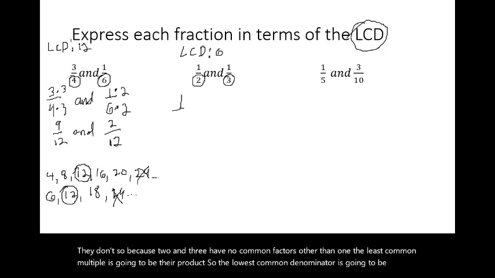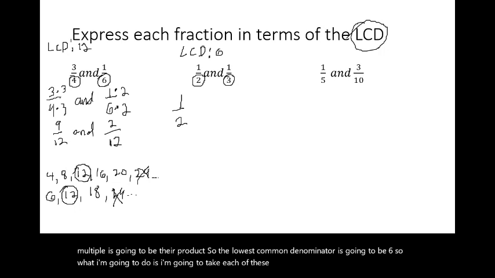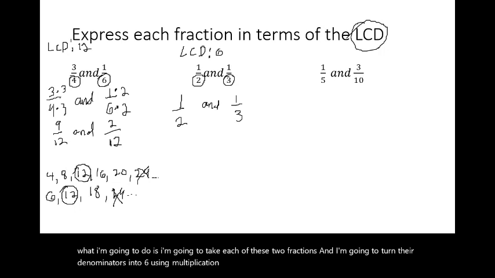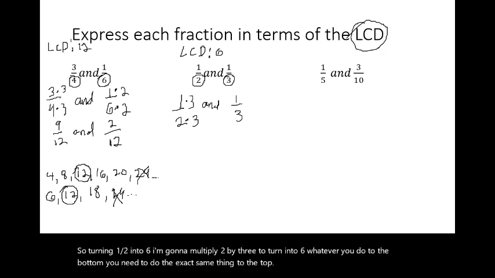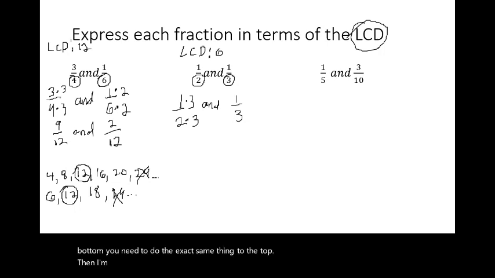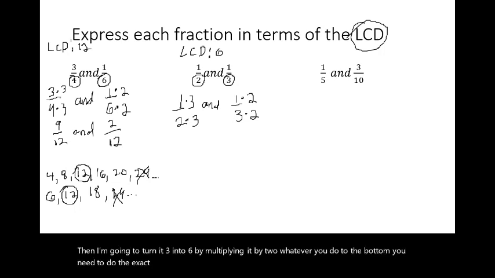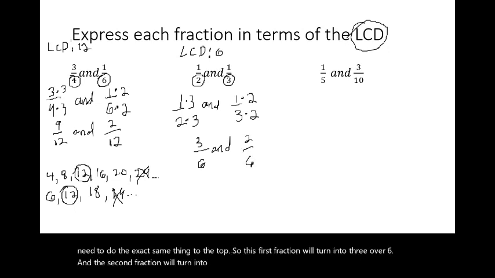So what I'm going to do is take each of these two fractions and turn their denominators into 6 using multiplication, just keeping in mind that whatever you do to the bottom, you need to do to the top. So turning 1/2 into 6, I'm going to multiply 2 by 3 to turn it into 6. Whatever you do to the bottom, you need to do the exact same thing to the top. Then I'm going to turn 3 into 6 by multiplying it by 2. Whatever you do to the bottom, you need to do the exact same thing to the top. So this first fraction will turn into 3/6, and the second fraction will turn into 2/6.